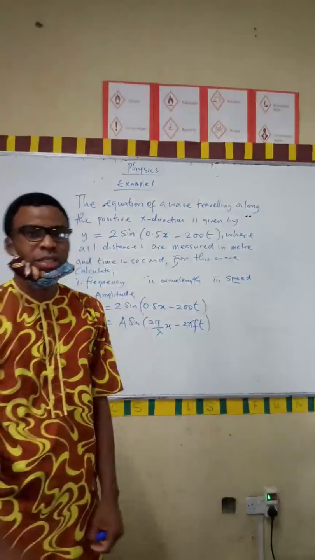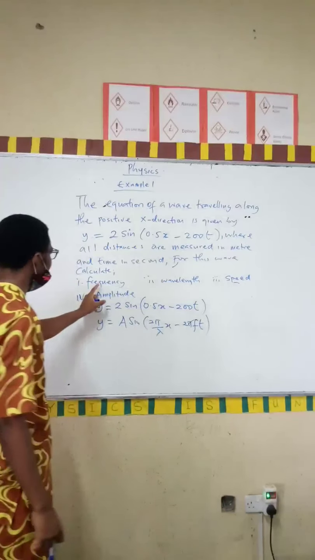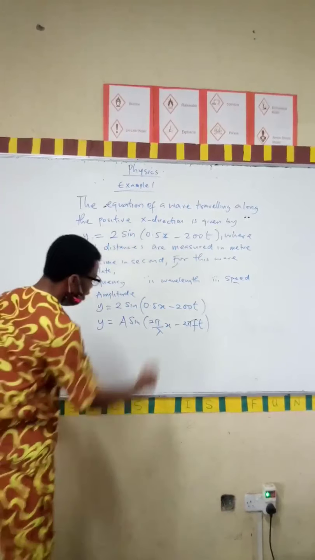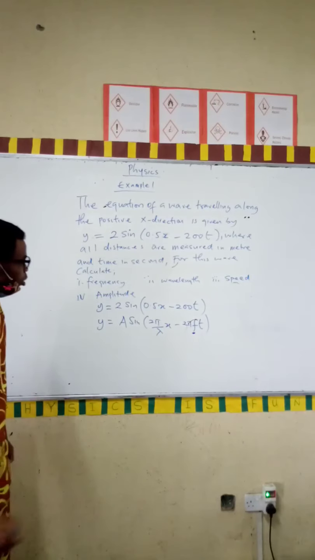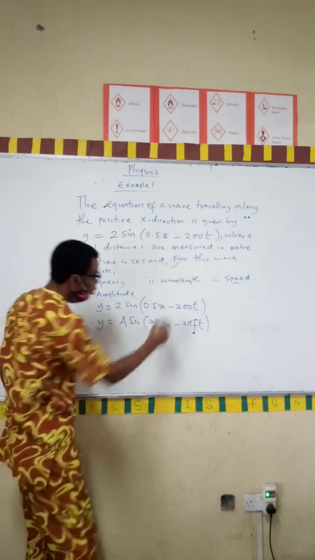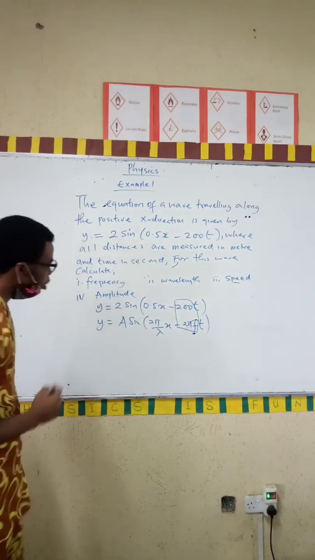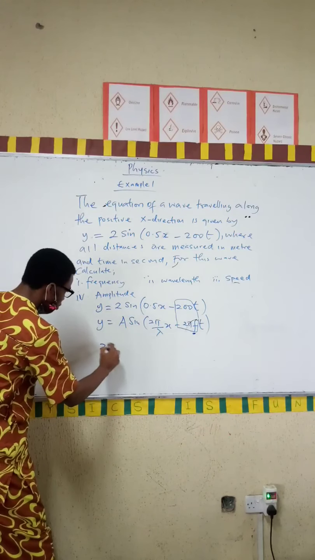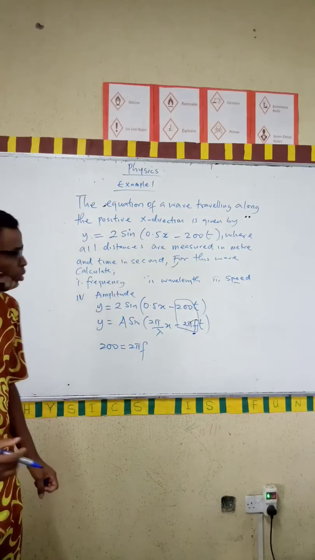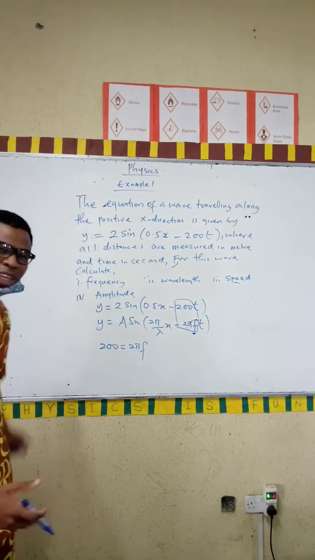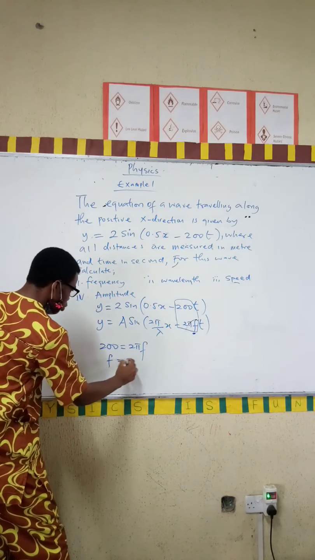Is that okay? So the first question is to calculate the frequency. You can see frequency here, f. What you just need to do is take this part out. What does that mean? It means 200 = 2 pi f. That's all. Then from here you can get your f. So f will be what? 200 divided by 2 pi.